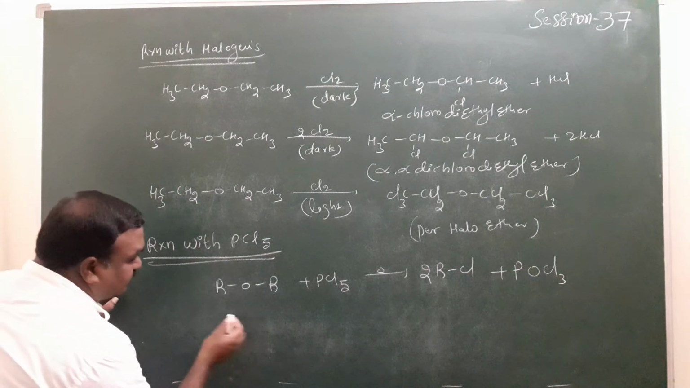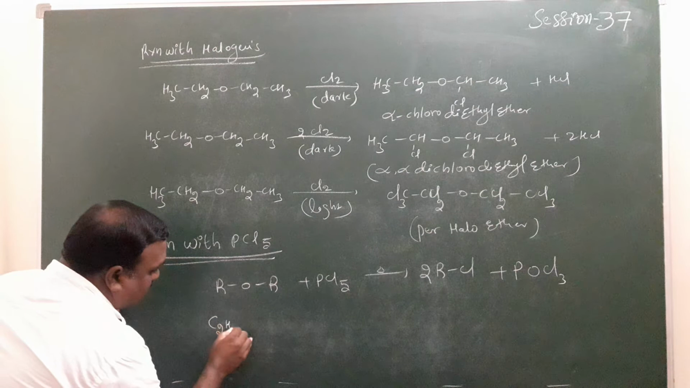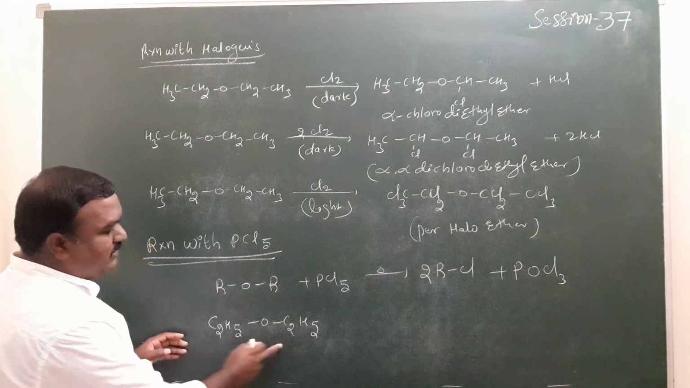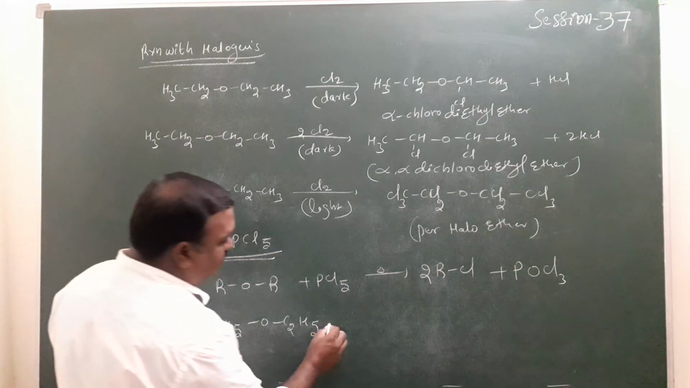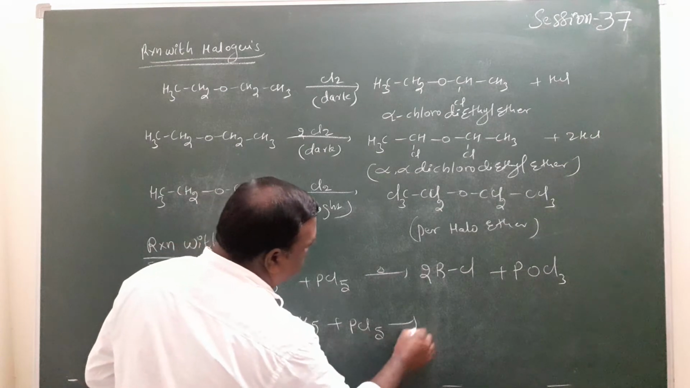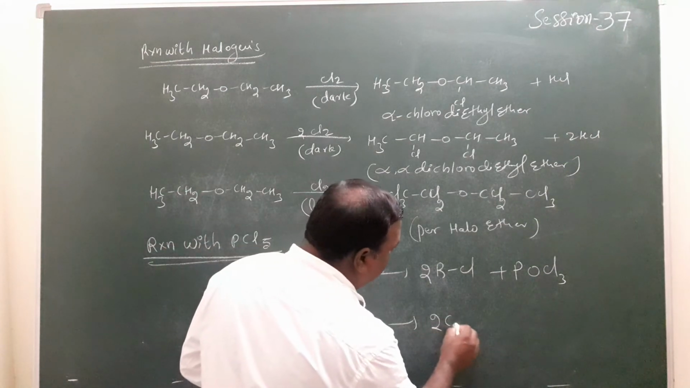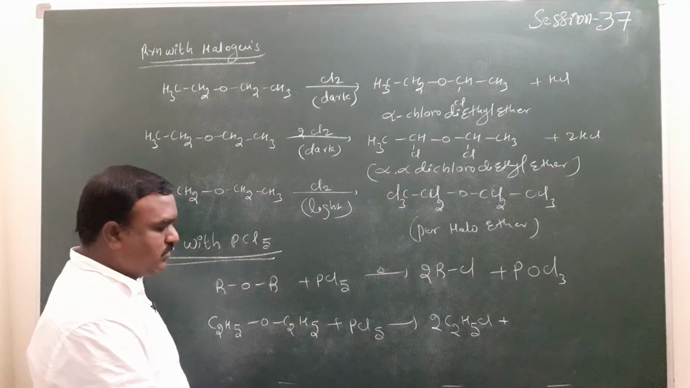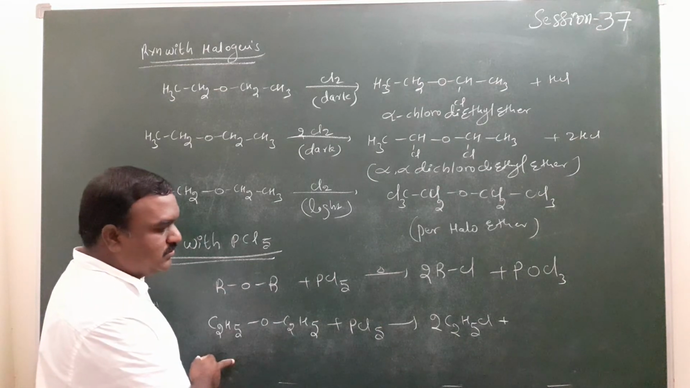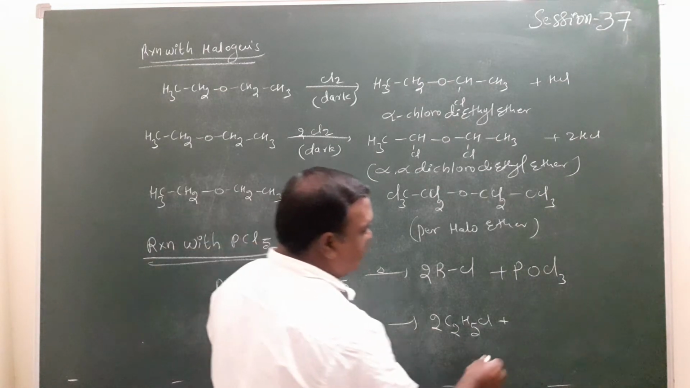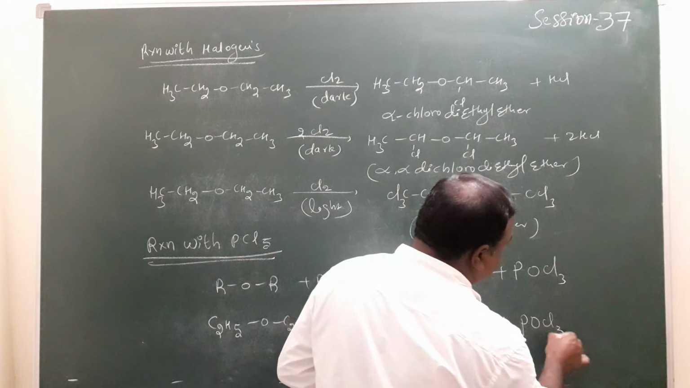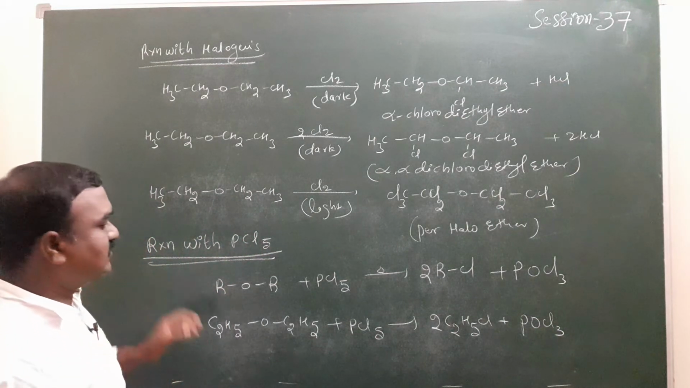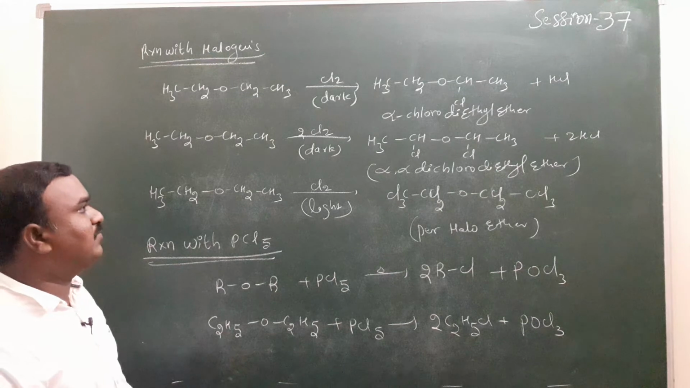For example, here C2H5-O-C2H5 is given. Diethyl ether compound reacts with phosphorus pentachloride, then forms 2 moles of ethyl chloride. How many moles? 2 moles of ethyl chloride. The remaining oxygen, phosphorus, and chlorines form phosphorus oxide trichloride. This is the way to write the products wherever ether reacts with phosphorus pentachloride.